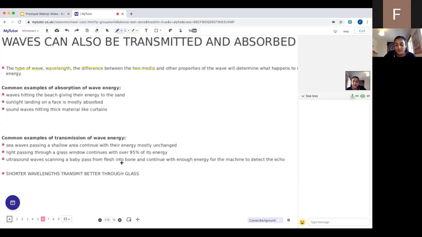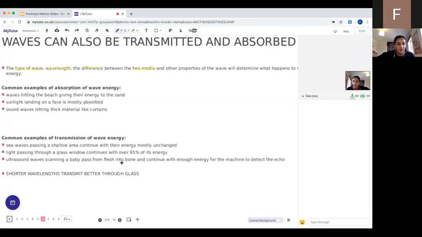And obviously we want as much light from the window to come through. And then ultrasound waves scanning a baby. So we obviously want ultrasound waves to go into the womb and come back out of the womb as well, so that we can detect the echo. So ultrasound waves need to be able to be transmitted through the body. So that's another example of transmission.